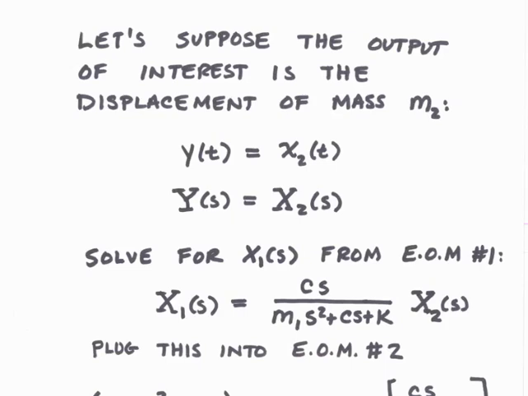So, toward that goal, let's take the equation of motion for mass number 1, and we'll solve for X1(s). We'll find X1(s) is equal to cs over (m1 s squared plus cs plus k) times X2(s). So this is a relationship between the motion of mass 2 and the motion of mass 1. We'll now plug this into the equation of motion number 2 in order to eliminate the variable X1(s).